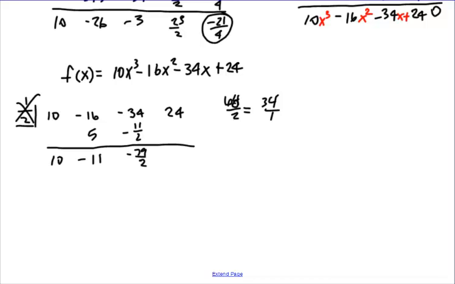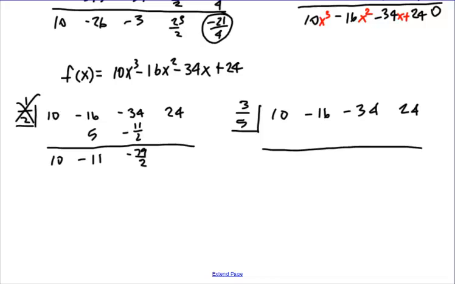My other option was 3/5. So we can try 3/5 and see if that works. Alright, so go ahead and list all your coefficients off here. So it's 10, negative 16, negative 34, and 24. And we'll try the 3/5. It's got to be 3/5 or 1 half based on the graph that we're looking at.